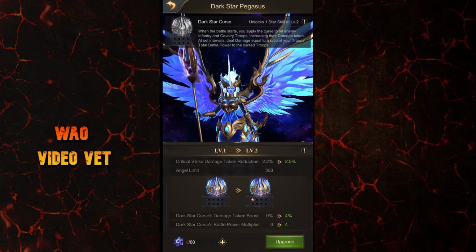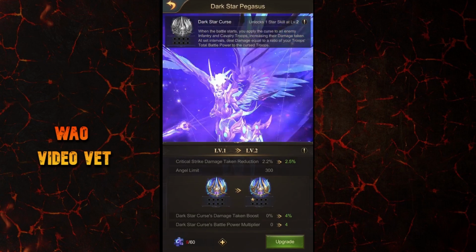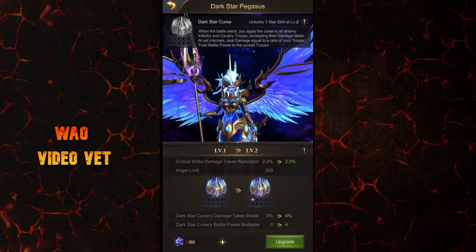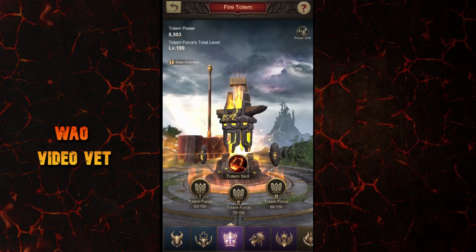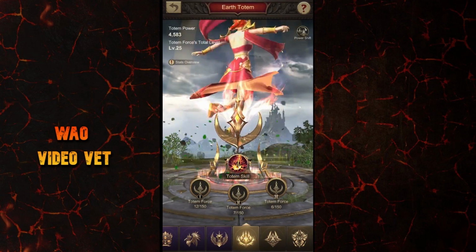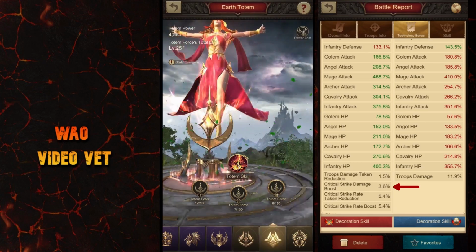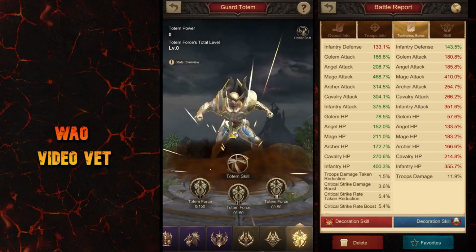Critical Strike damage reduction that you get from the Dark Star B skin or Orange Totem reduces the damage you take from a Critical Strike. And there are 3 more that are only available from Orange Totems as of now. The Critical Strike boost increases the damage of your Critical Strike when it triggers.